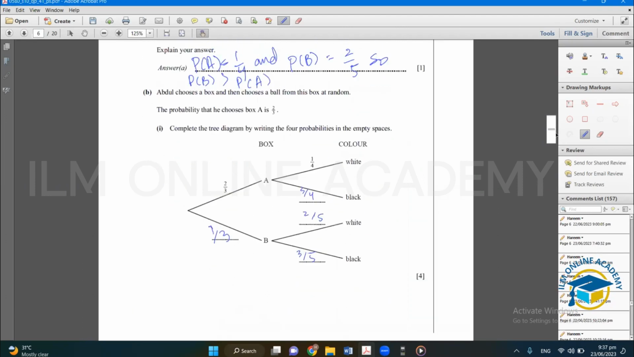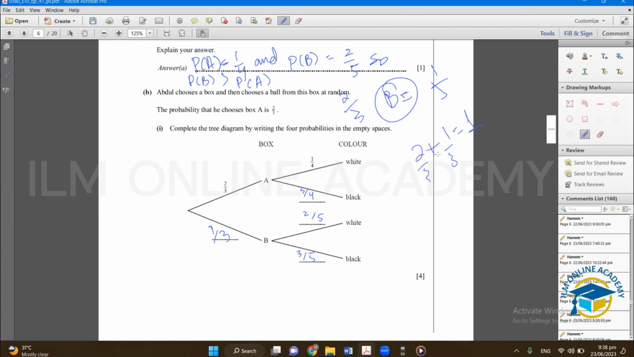Part B says Abdul chooses a box and then chooses a ball from this box at random. The probability that he chooses box A is 2 over 3. Complete the tree diagram by writing the 4 probabilities in the empty spaces. If the probability of getting box A is 2 over 3, then the probability of getting box B should be 1 over 3, because 2 over 3 plus 1 over 3 makes 1.